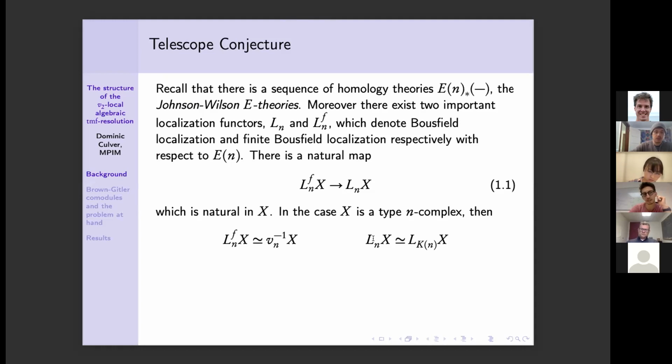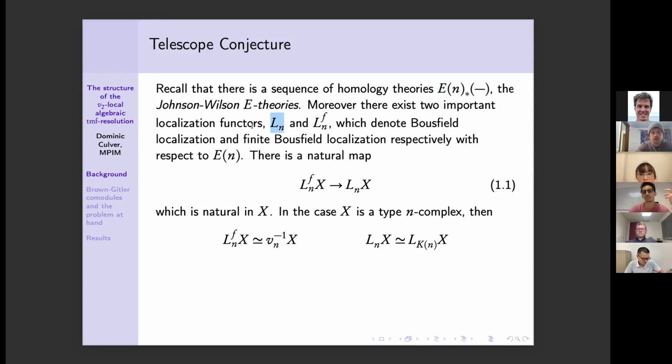And they're really important because they detect things like, when does a finite cell complex have a Vn self map? And they also have associated to them Bousfield localizations. They're important because there's a theorem called chromatic convergence, which tells us that any p-local finite complex can be reconstructed from the Bousfield localizations for each of these Johnson-Wilson E theories. And furthermore, the Ln localizations, the Bousfield localization with respect to En, this functor Ln, are manifestly going to consist of Vn periodic homotopy.